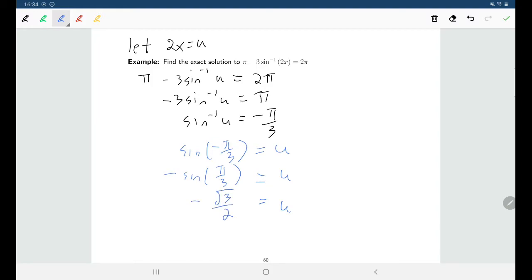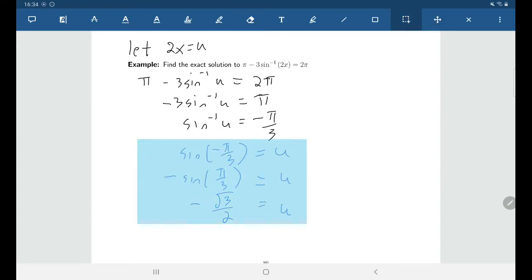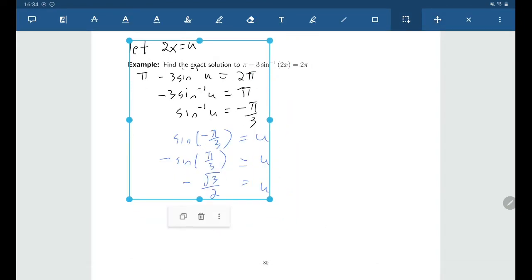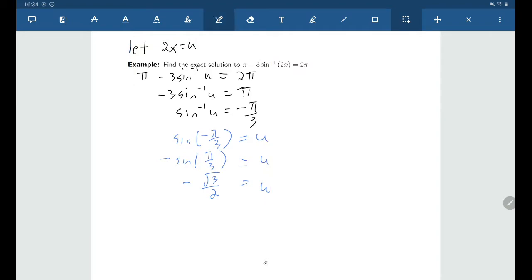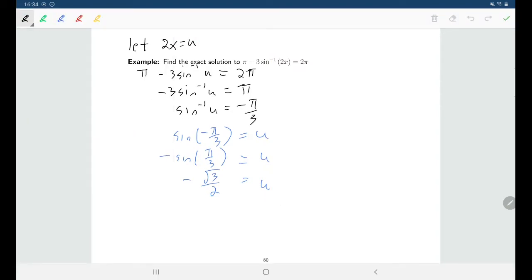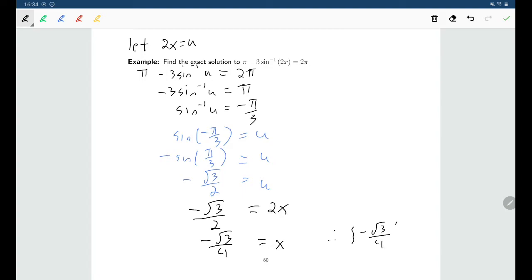Now, of course, we're not finished yet because we still need to figure out what x is. This is the next part of our problem, which is what is x? We know that u is the same thing as 2x. So that means x itself should be negative root 3 over 4. And so there we go. That's my solution to this equation.